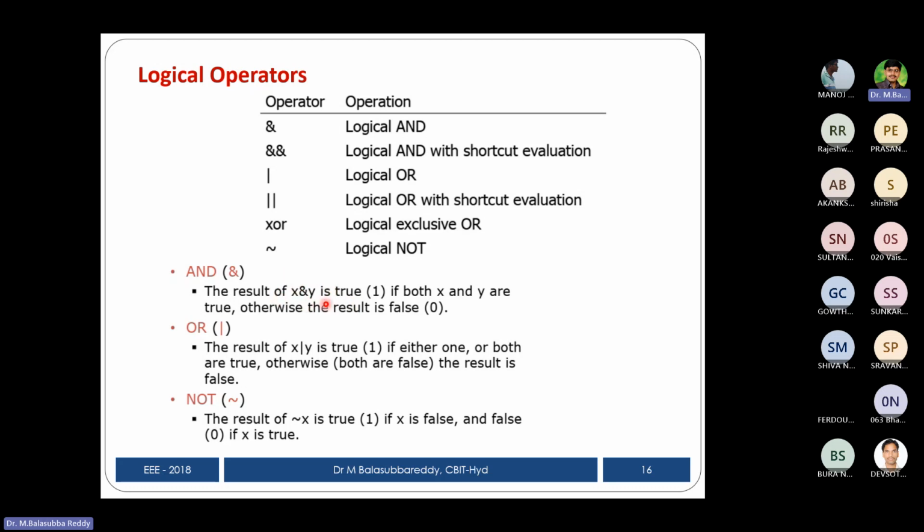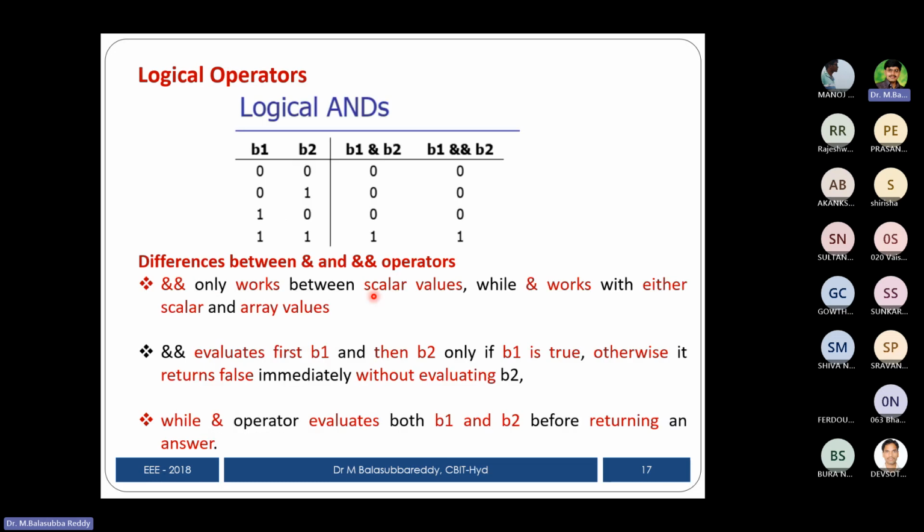We have to do the calculation for both. The x calculation you have to do, whether it is true or false, then the y calculation, true or false. If both are true, it will give 1. Or else, the double and symbol works only between scalar values, but the single and works with either scalar or array values. So both are possible with the single and symbol.